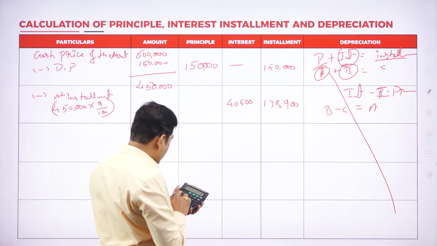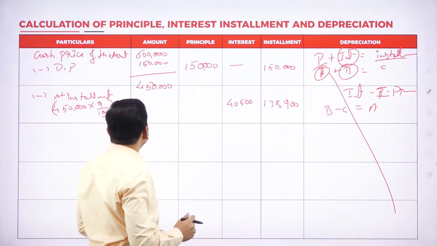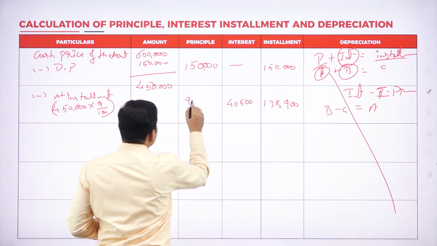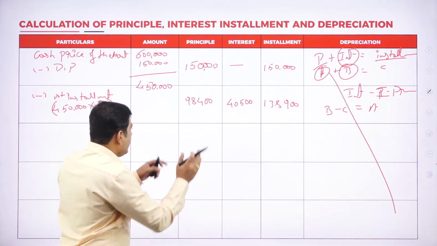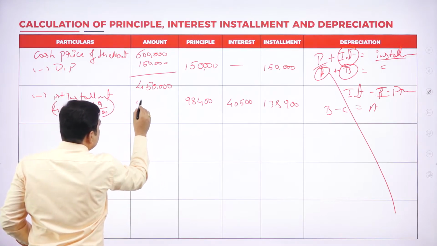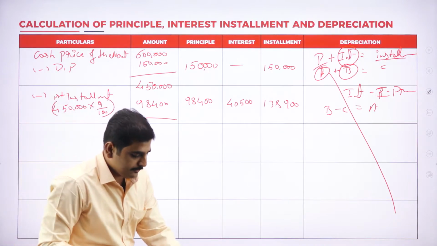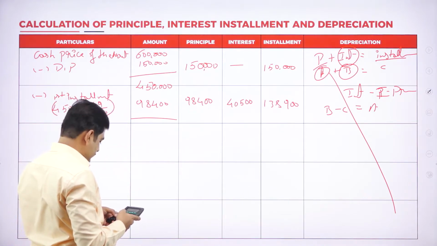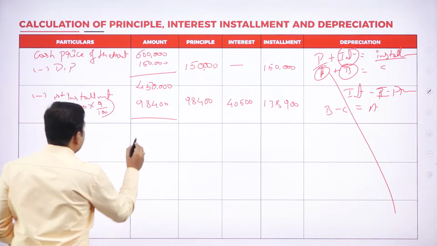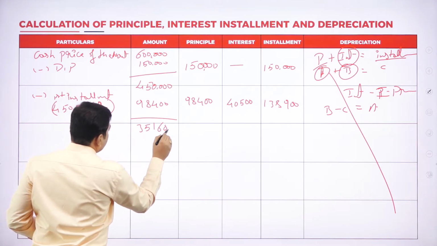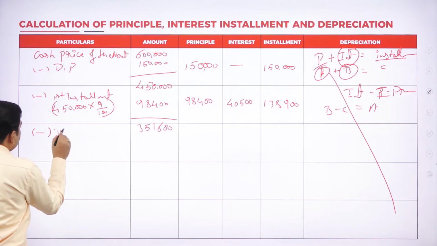1,38,900 minus 40,500. So, we'll get 98,400. 98,400 is the principal amount. Now, deduct this principal from the total principal, 4,50,000. So, let's calculate. It is 3,51,600. Now, let's do the second installment.